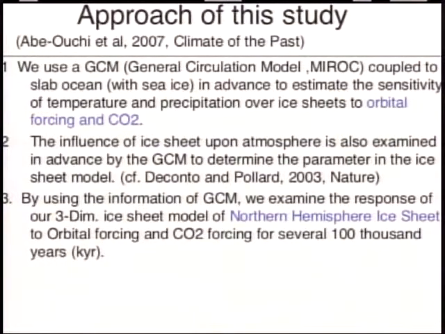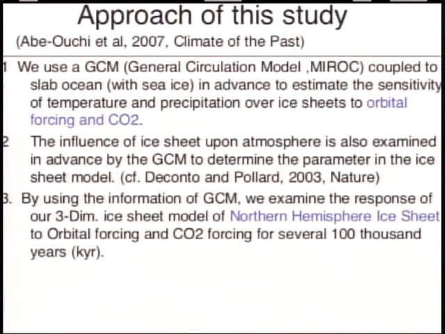In my approach, we have done several GCM runs coupled to a slab ocean. Not yet with a coupled ocean, but it will be the next challenge. But we do several snapshots in advance, because it's too expensive to run this model throughout many glacial cycles, and estimate the sensitivity of temperature and precipitation over ice sheets to the forcings like orbital forcings and CO2.